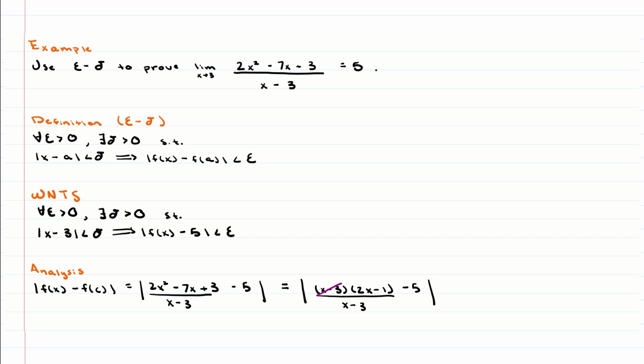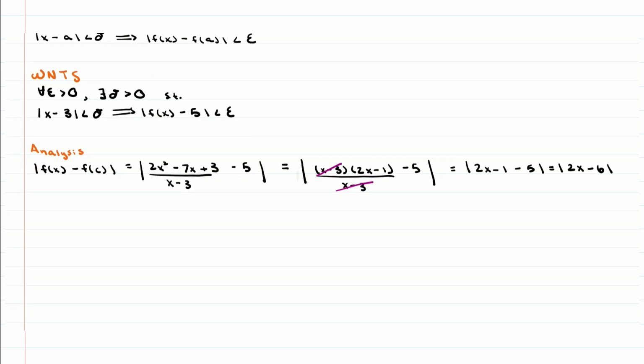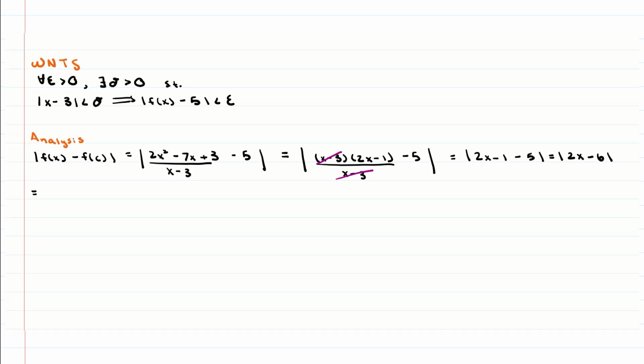At this point, we see that this x − 3 and this x − 3 cancel out, so that'll leave us with the absolute value of 2x − 1 − 5. And this, of course, leaves us with the absolute value of 2x − 6. At this point, I'm going to factor out 2. So that's the absolute value of 2 times (x − 3). I'll move that 2 to the outside of the absolute value, so that's 2 times the absolute value of x − 3. That's enough simplification, so I can say this is less than epsilon.